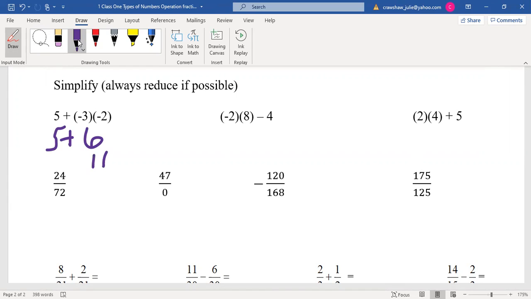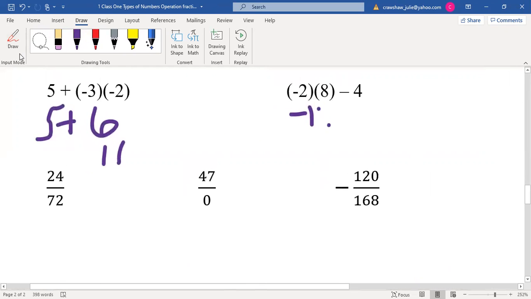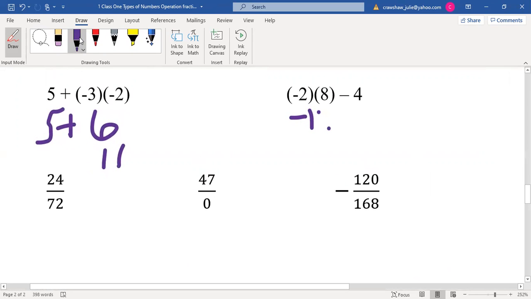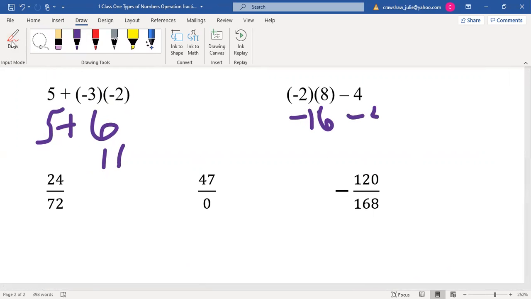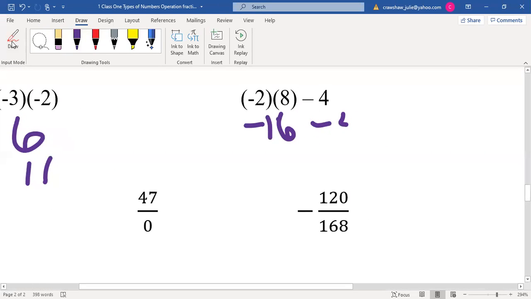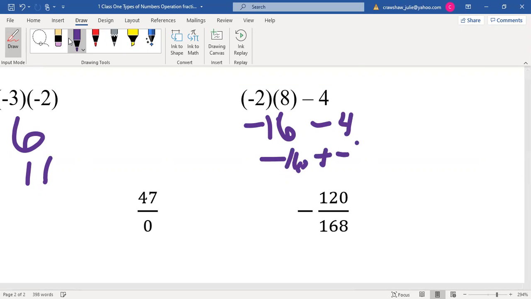As I move on to my next expression, I have -2 times 8 minus 4. And negative times a positive is a negative. And then a negative minus a number, I could really rewrite that as -16 plus a -4. When I'm adding a negative plus a negative, I'm just going to get more negatives. So -20.